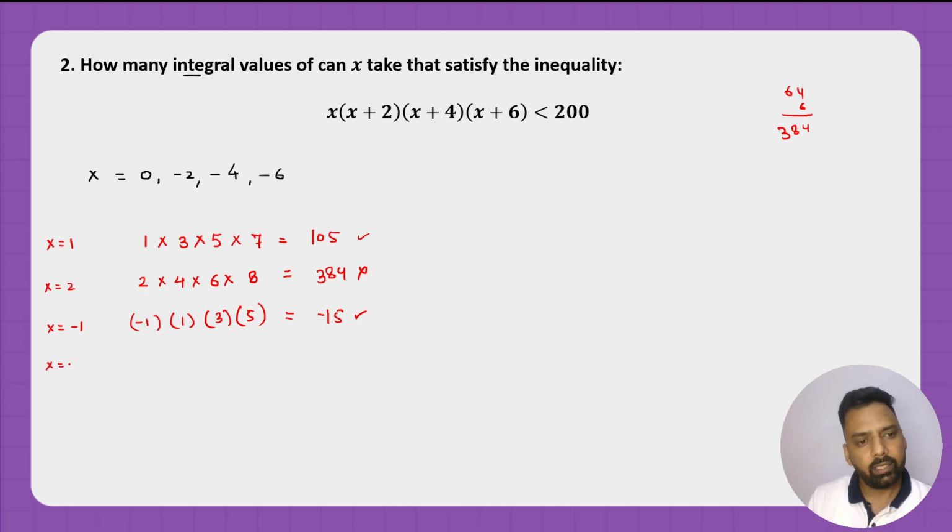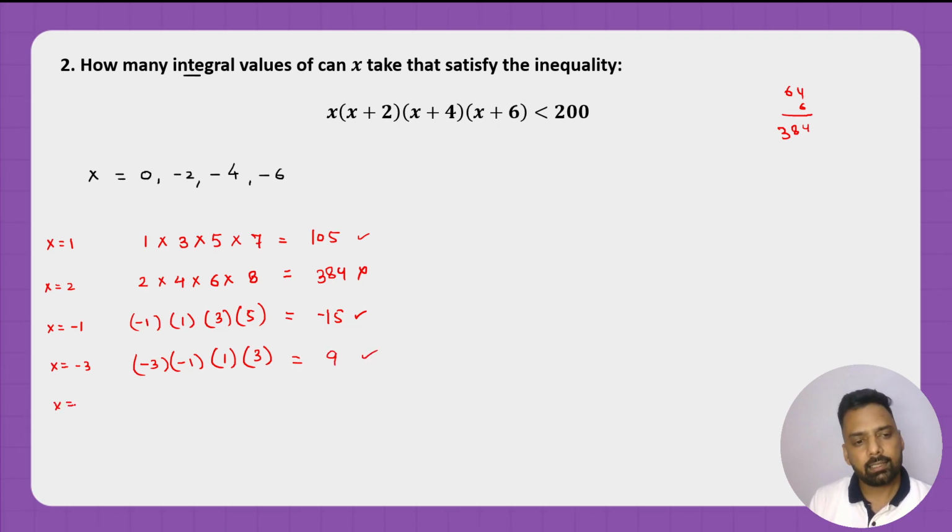Then x is equal to minus 2. If I put x is equal to minus 2, the product would be minus 2, minus 2 plus 2. Okay, sorry, minus 2 to check karna nahi hai. I already have that as 0. Let's go for x is equal to minus 3. If I put x as minus 3, so minus 3 plus 2 will be minus 1, minus 3 plus 4 will be 1, and minus 3 plus 6 will be 3. Okay, so product will be 9. Is it allowed? Yes, it is allowed.